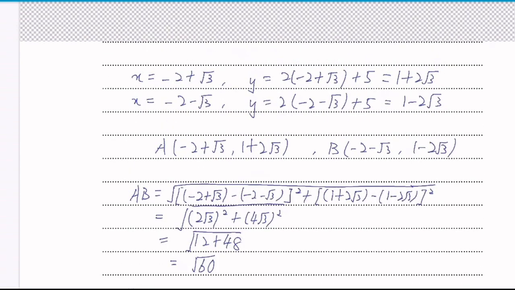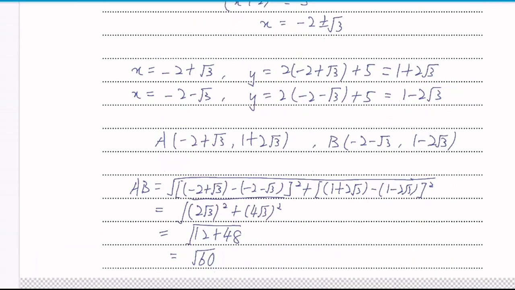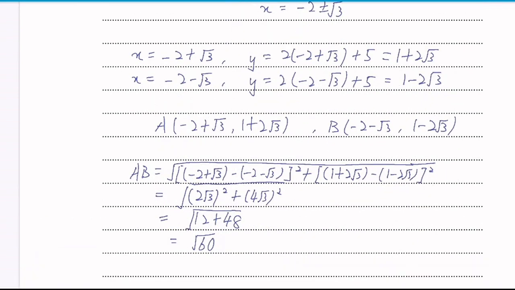By doing this, how many marks do we get? It's 7 marks. It's quite rare, I would say, that they ask us to work with the exact surd form, and somehow we need to square everything. It's quite rare. You just have to be more aware and careful when you do this question here.